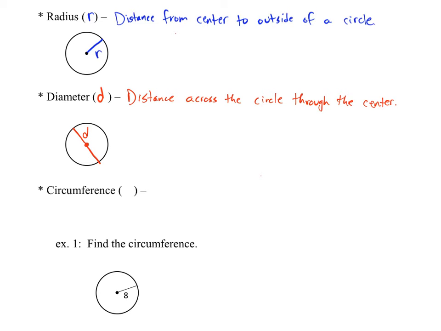Now, how does the diameter relate to the radius? What do you have to do to the radius to get the diameter? Go for it. So the radius is only from the center to the outside. So the radius would be something like from here to here. So one radius there, another radius on the other side gives you the diameter. So the diameter is going to be 2 radii or 2 radiuses.